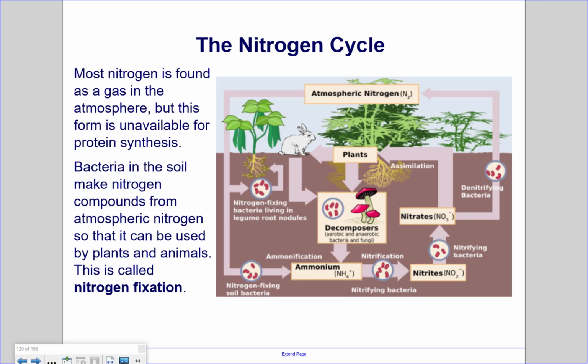The nitrogen cycle. Most nitrogen is found as a gas in the atmosphere, but this form is unavailable for protein synthesis. Bacteria in the soil make nitrogen compounds from atmospheric nitrogen so that it can be used by plants and animals. This is called nitrogen fixation.